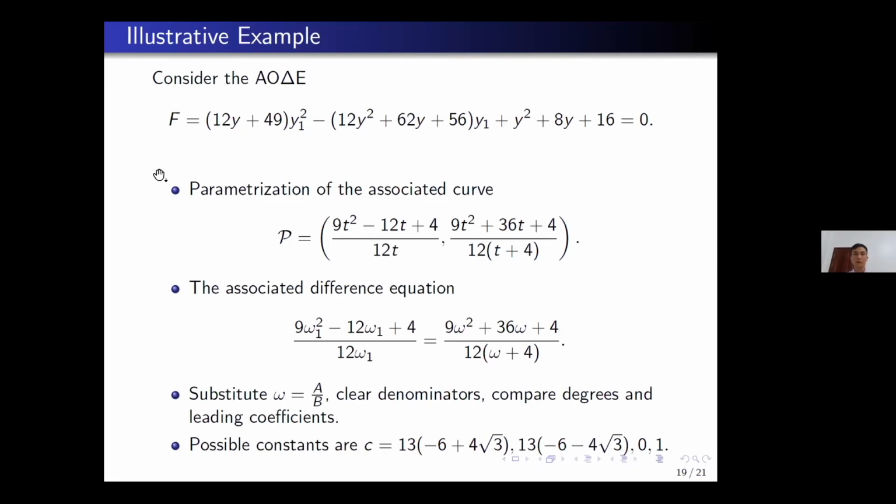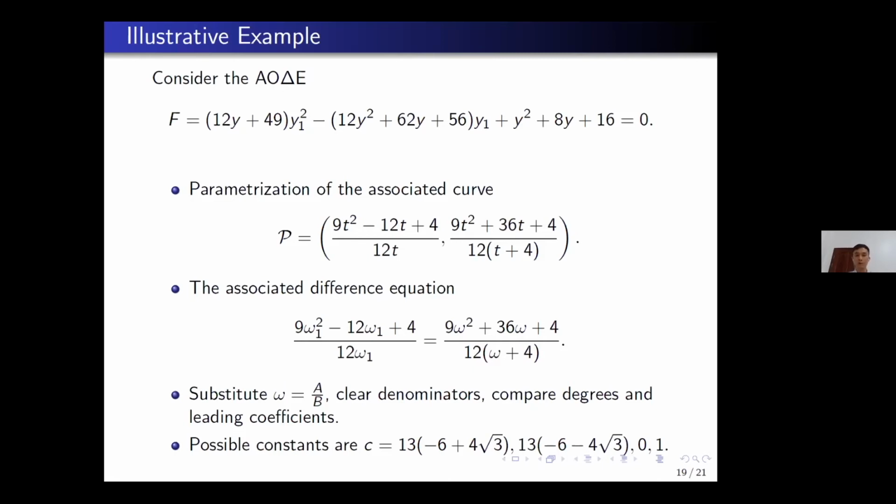Then we go on. We determine an optimal parameterization of the curve. It looks like this. And then the optimal parameterization leads us to an associated differential equation in a separable form. And now we try to solve the new differential equation. We substitute omega equal to A over B into the new differential equation, clear the denominator, and compare the degree and the leading coefficient of both sides.